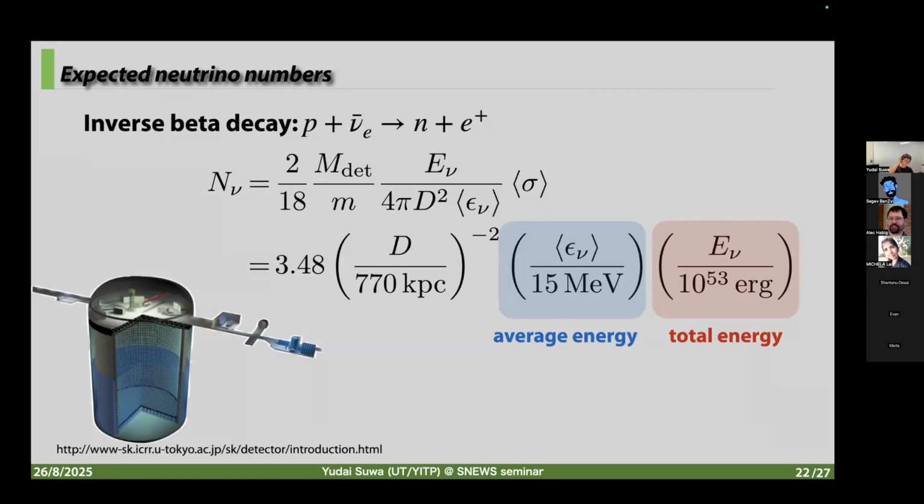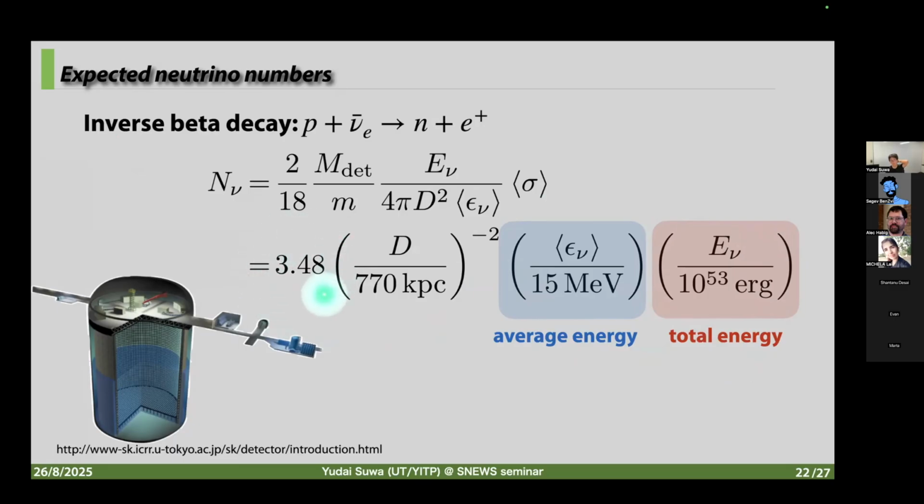To compare with the observational data, we need to estimate how many neutrinos we can expect. Let's assume inverse beta decay. Then the expected neutrino event number can be estimated like this. Here is the detector volume, M is the proton mass, E_ν is the total energy emitted by neutrinos, and this is the distance, this is the average energy, and this is the cross section weighted by the spectrum. When we assume the distance to the Andromeda galaxy here, an average energy of 15 mega electron volts, and total energy emitted in electron-type neutrinos of 10^53 erg, then the expected number of neutrino events will be about similar.